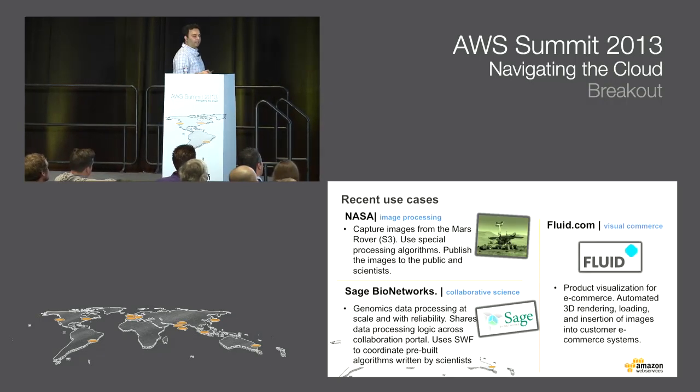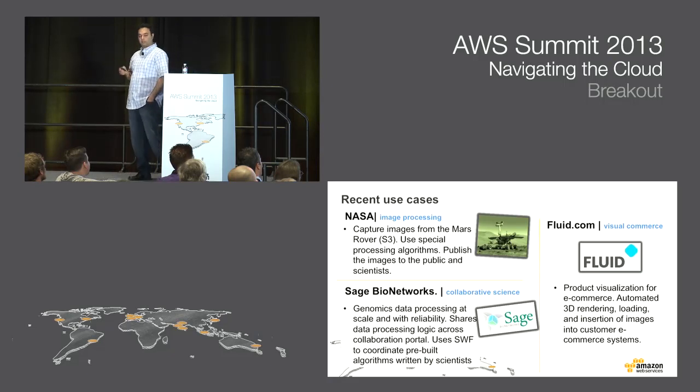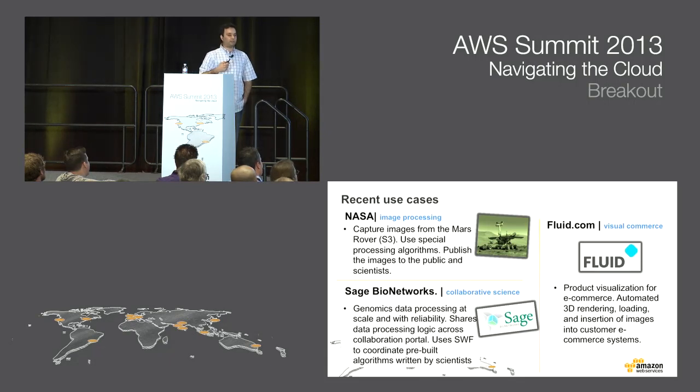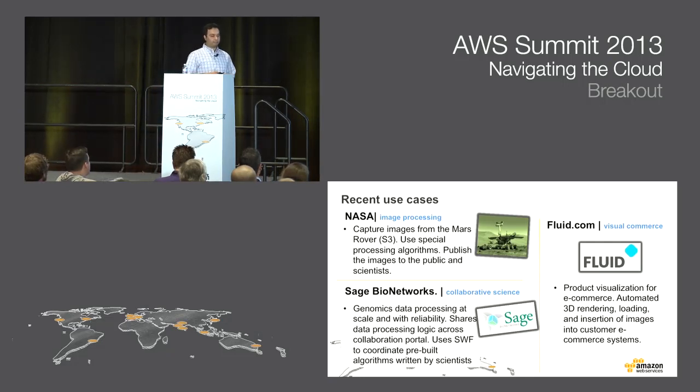My next example here is Fluid. Fluid was one of our customers that presented with us at re:Invent last year. Fluid has a product visualization service. What they do is they take images of products that their e-commerce customers want to present on their websites, and they create 3D renderings out of those images. And that, of course, requires a lot of processing, a lot of application of algorithms, and Fluid uses Simple Workflow to orchestrate that entire process.